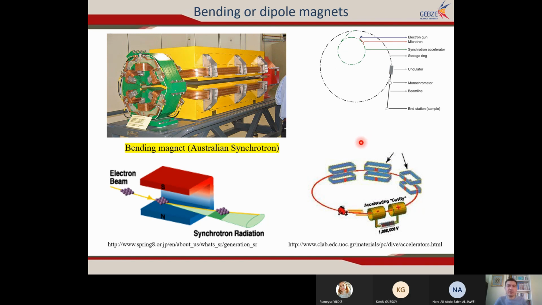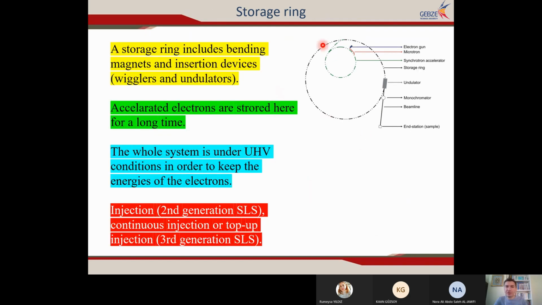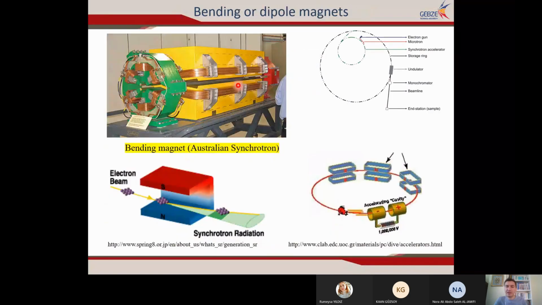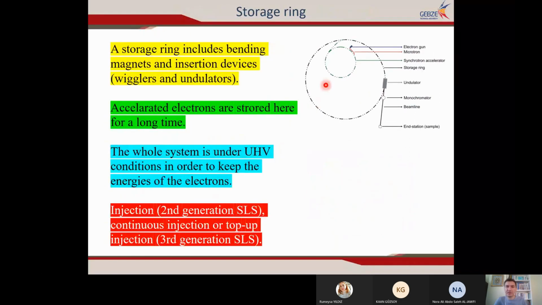Okay, now let me continue with the storage ring. What we have within the storage ring? Within the storage ring, again, we have bending magnets in order to keep the electrons in a circular orbit, and also we have UHV related issues, parts, pumps, okay? So this is also under good vacuum conditions, UHV conditions. We have bending magnets and insertion devices. Insertion device means that inserted device into the storage ring, okay? We have many of them.